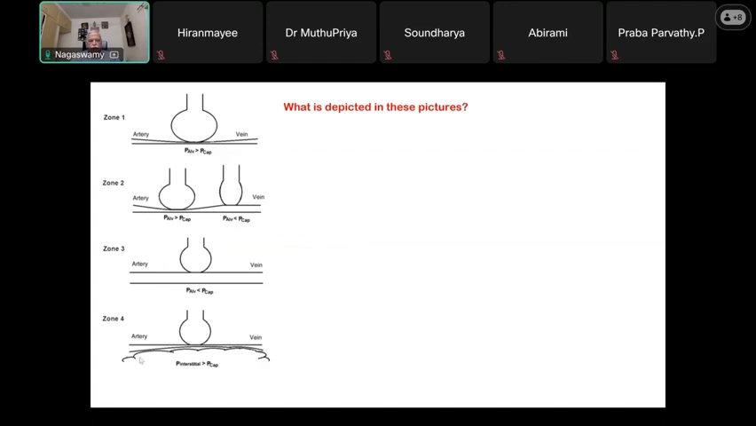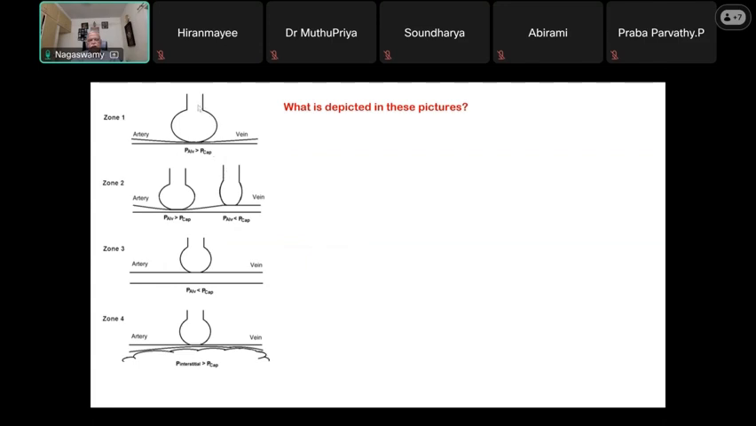So when you talk about zone 4, the interstitial pressure between the alveoli and the capillary is also taken into account. Whereas the original 3 zones of West talk about the pulmonary capillary, the arterial side, the venous side, and the alveolar pressure. These 3 only will be compared.